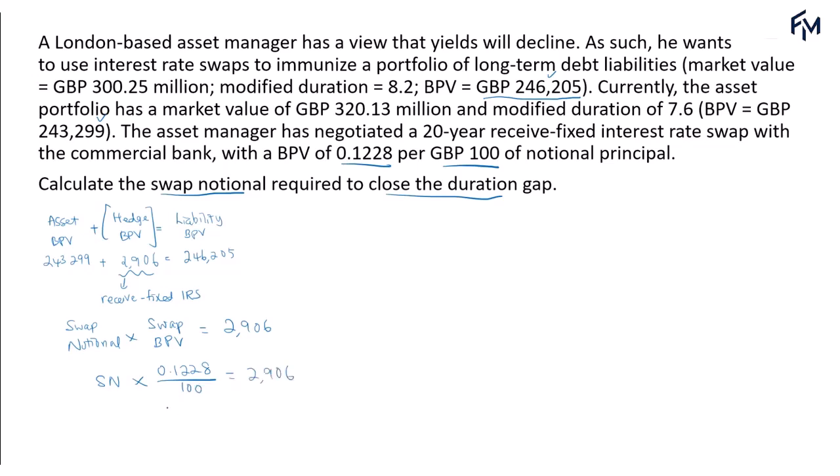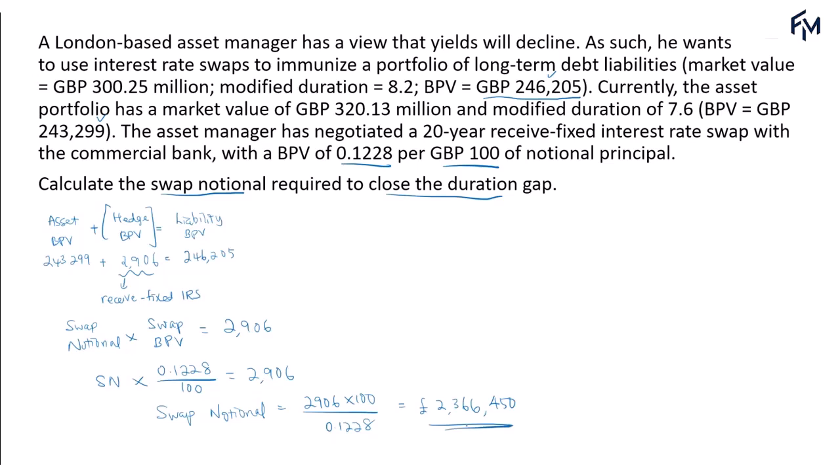And now if we solve this, the swap notional is equal to 2,906 multiplied by 100 over 0.1228. So that will be equal to, in pounds, 2,366,450 if I round it to the nearest whole number. So this is the amount of swap notional that we need.